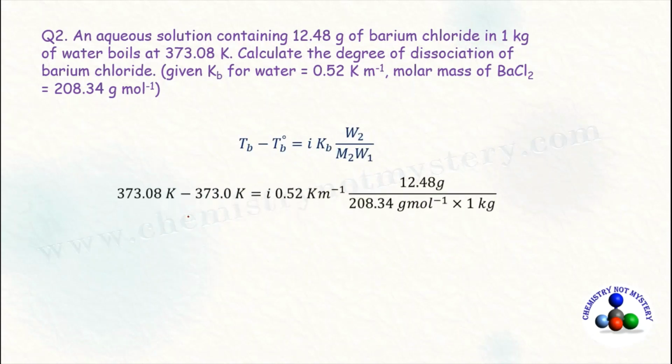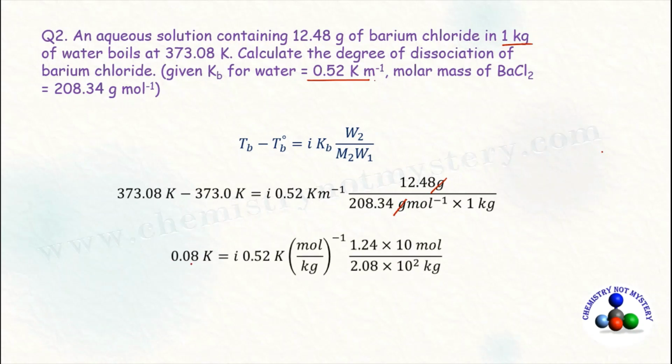So let's place all the values to calculate the value of I. When you place all the values, you will get 373.08 Kelvin minus 373.0 Kelvin is equal to I multiplied by 0.52 Kelvin per molal, which is the Kb for water given in the question. W2 is 12.48 grams divided by M2, that is 208.34 grams per mole multiplied by 1 kg, that is the mass of solvent. Here gram and gram will get cancelled out. When you subtract these values and when you convert 12.48 and 208.34 into scientific notation, you will get 0.08 Kelvin is equal to I into 0.52 Kelvin.